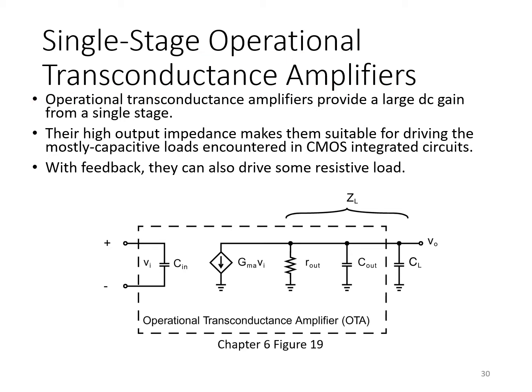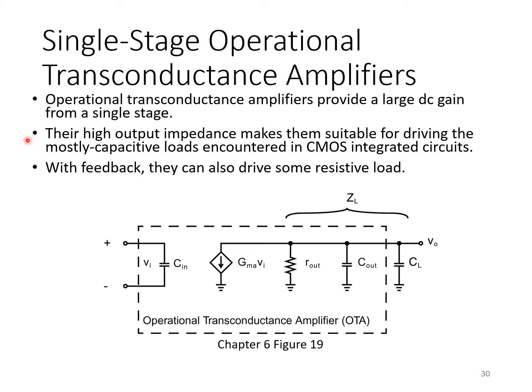These are so named because they can provide a large gain at DC from a single stage by combining a transconductance, labeled GMA here, with a large output resistance, Rout. So this is naturally a good fit with CMOS technology, where the transistors have a small signal transconductance and can have a relatively large output resistance when configured in the common source configuration.